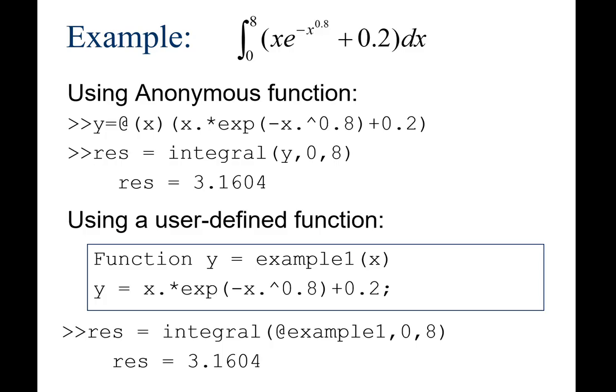So the very first step is we create the anonymous function. In this case, we'll call it y. We say y is equal to the @ symbol, indicating an anonymous function, of x. So in the parentheses, we have a single value for x, indicating that there's one independent variable that needs an input. And then we type out the expression. So x times exp to the power of minus x to the power of 0.8 plus 0.2. Once the function is created, we can use the integral function to perform the integration operation.